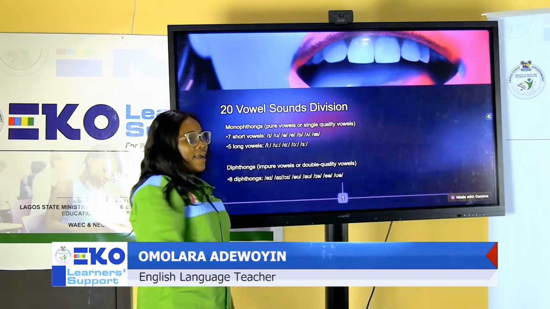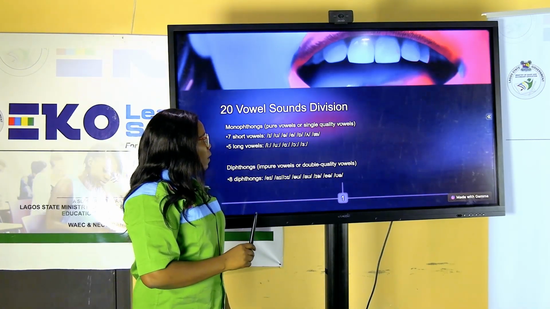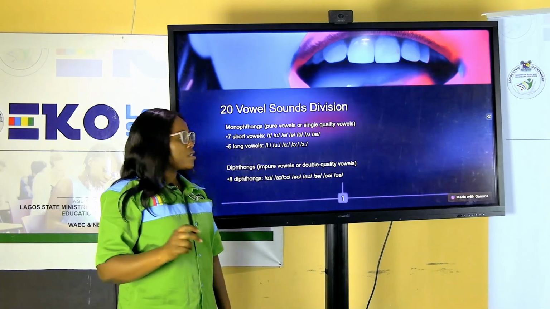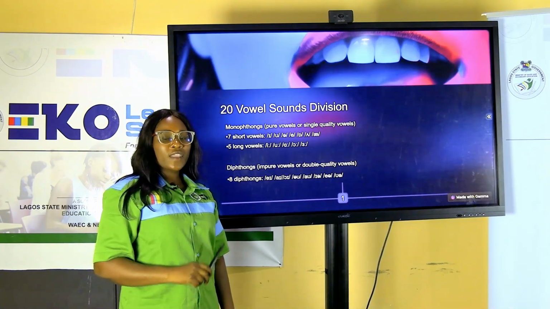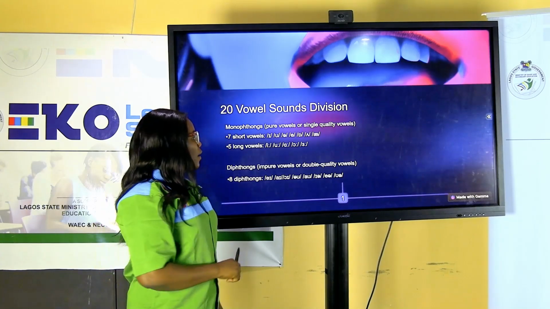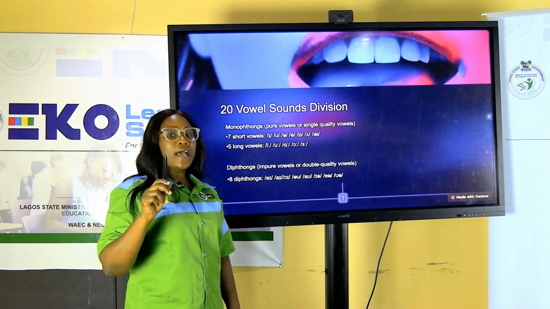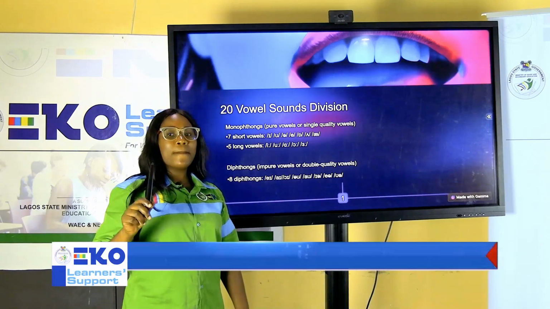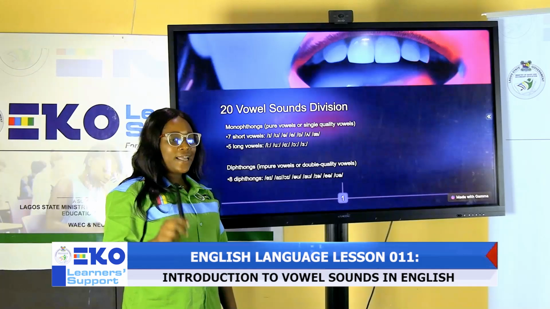And then we have the vowel in the word set. We have the vowel in the word sought. We have the vowel in the word love, in the word good. And then we have the vowel in the word cat, in the word bat, in the word bag. Okay?